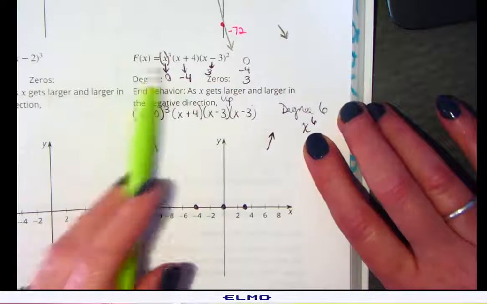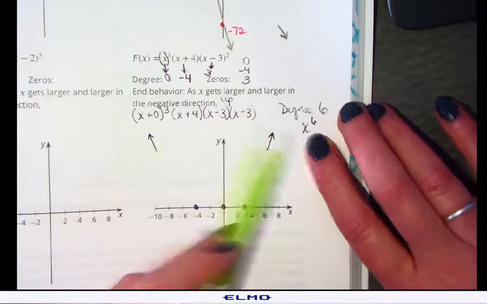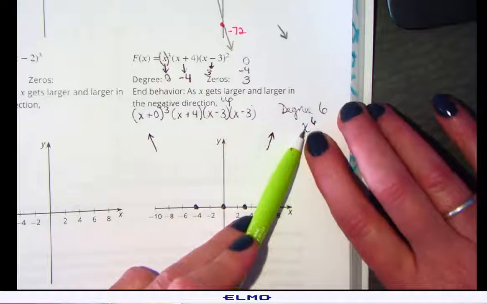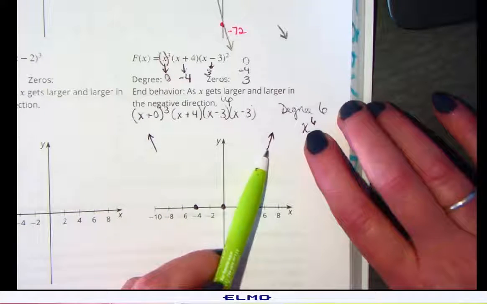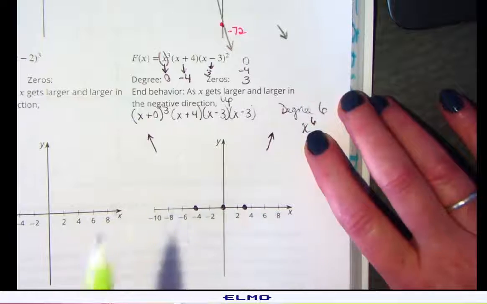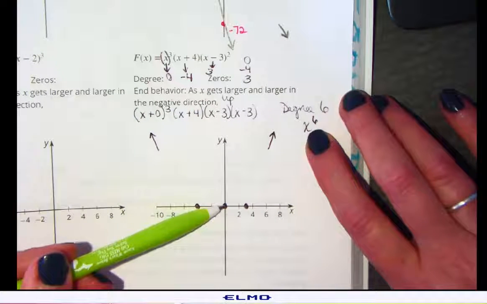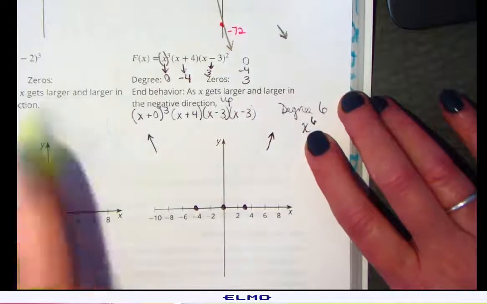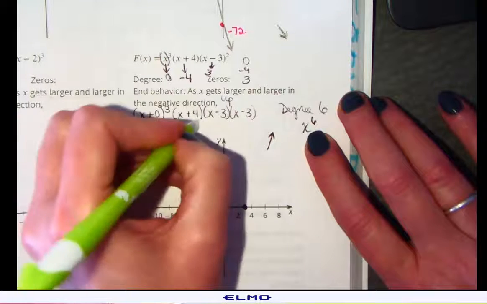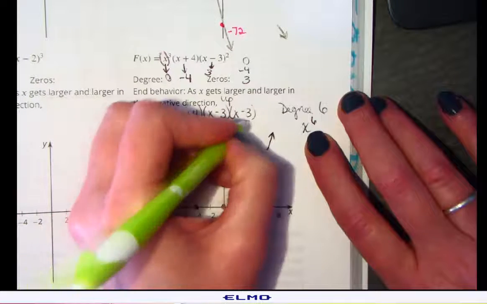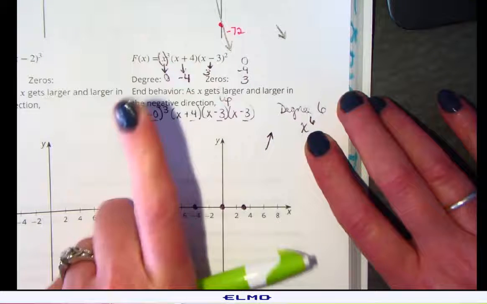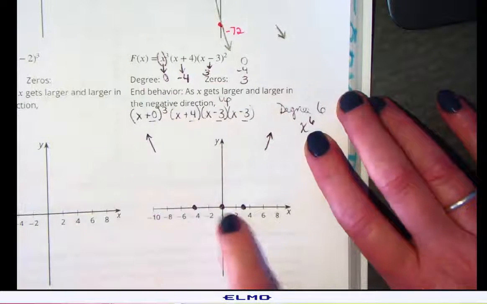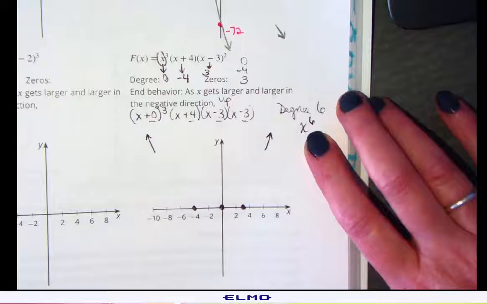So we've turned our factors into zeros. We now have our leading term, a positive x to the 6th, which told us the end behavior. The constant, I already know, is 0, because when I would multiply the constants all together, I'd have 0 times 4 times negative 3 times negative 3. Anything times 0 is 0. So there is my y-intercept.